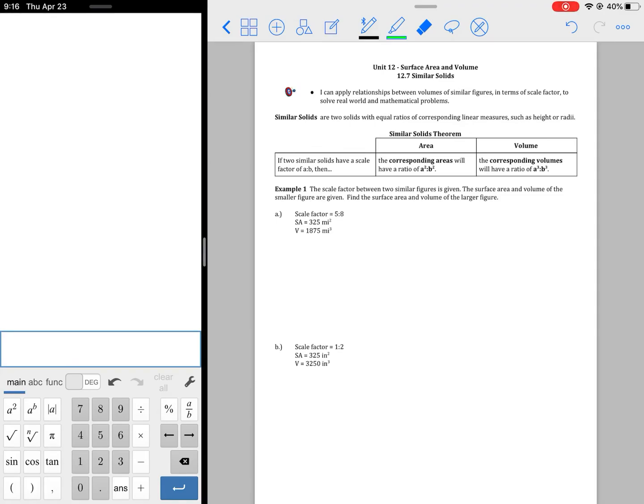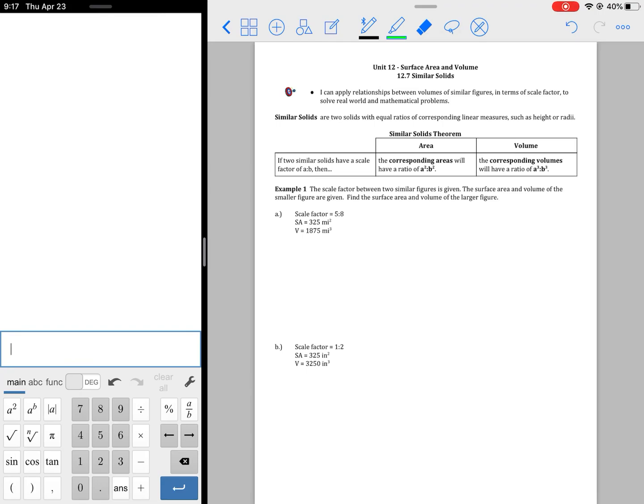In this lesson, we're going to look at similar solids, which are two solids that have equal ratios of corresponding linear measures, and linear measures are things such as height and the radius. So if two similar solids have a scale factor of a to b, then their areas are going to be related as a squared to b squared, because area is in 2 dimensions, and their volume is going to be related as a cubed to b cubed, because volume is in 3 dimensions. So we take our scale factor and we either square it or cube it before we start working with it.